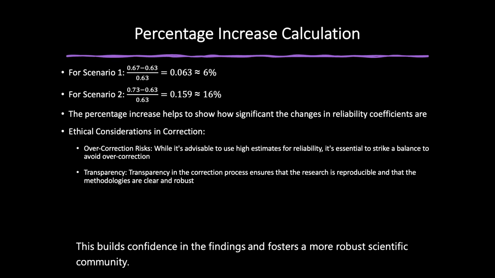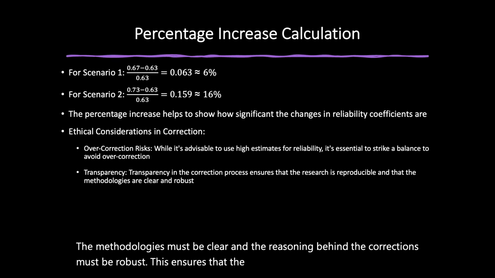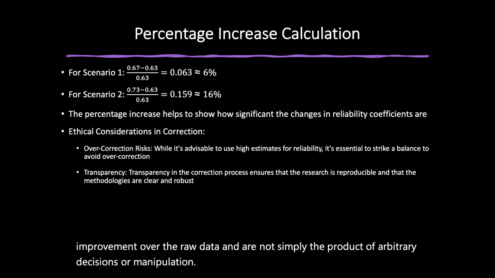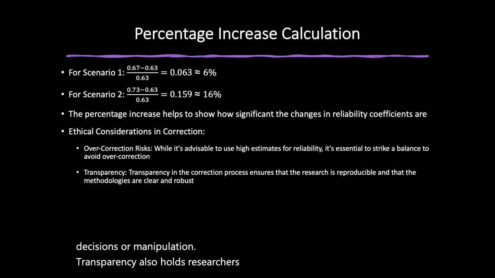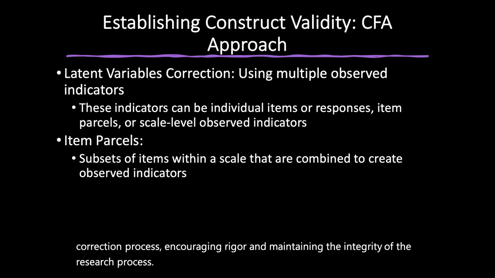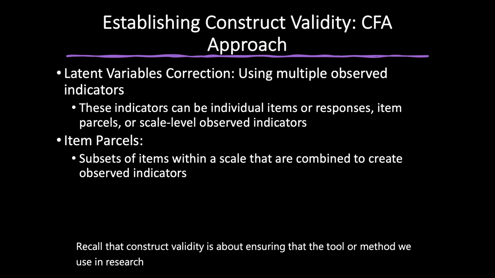The methodologies must be clear, and the reasoning behind the corrections must be robust. This ensures that the corrected results truly represent an improvement over the raw data and are not simply the product of arbitrary decisions or manipulation. Transparency also holds researchers accountable for their choices in the correction process, encouraging rigor and maintaining the integrity of the research process. Recall that construct validity is about ensuring that the tool or method we use in research measures exactly what it claims to be.